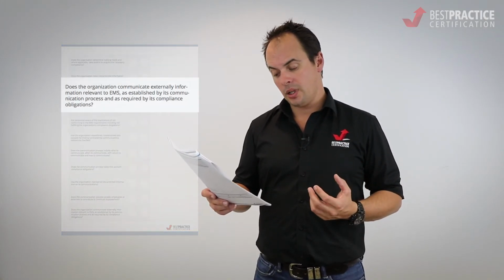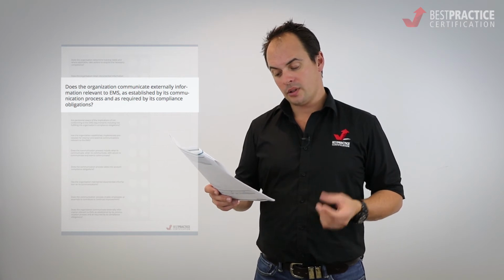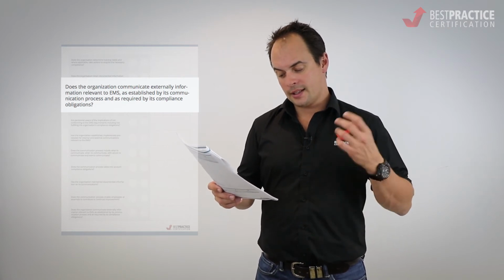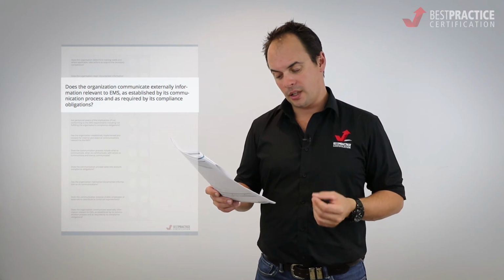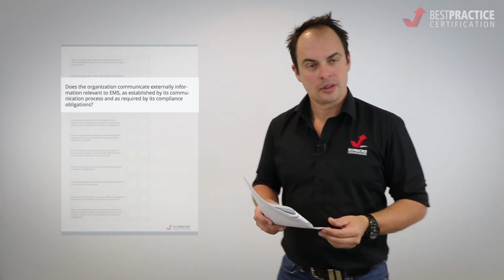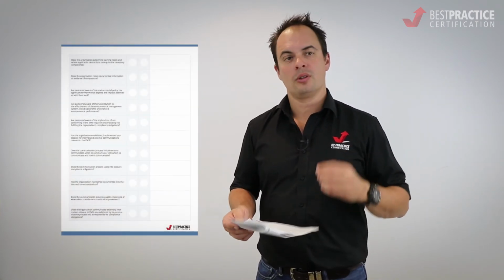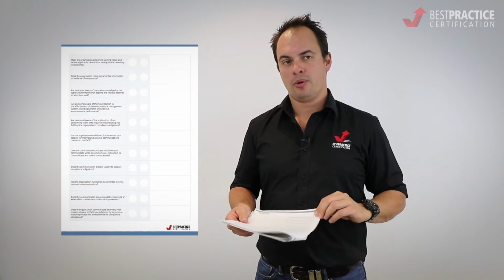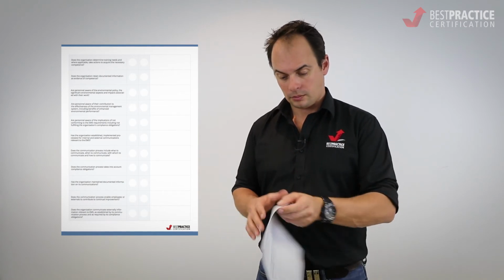Does the organisation communicate external information relevant to its environmental management system as established by its communication process and as required by its compliance obligations? And that's back to your regulators. Have you got mandatory reporting if something goes wrong?